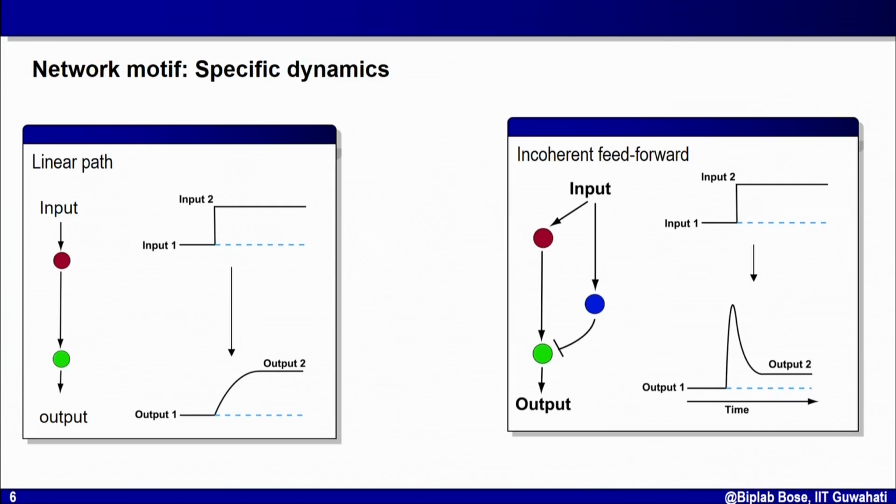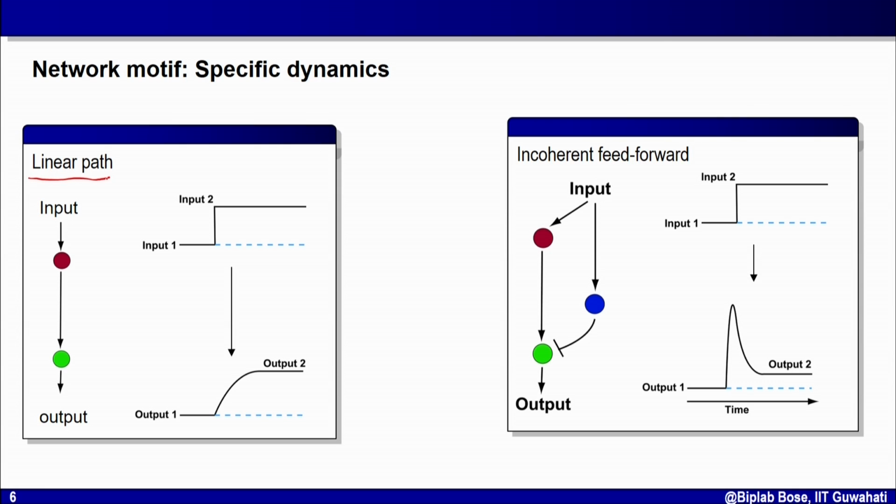Now, as I say, these network motifs have particular types of dynamics. What do I mean by that? Let us take an example to understand the issue of dynamics for a network motif. Let us first look into a simple linear path.